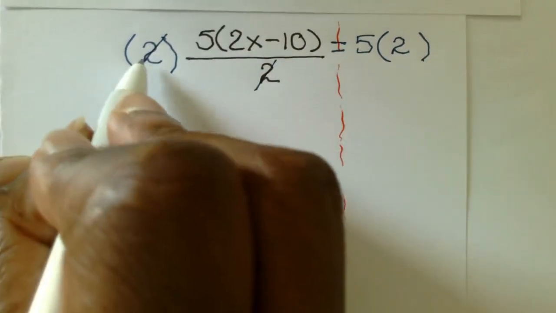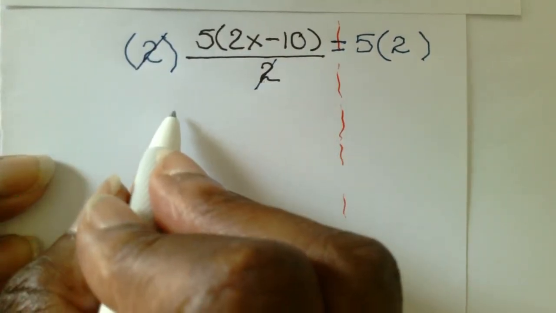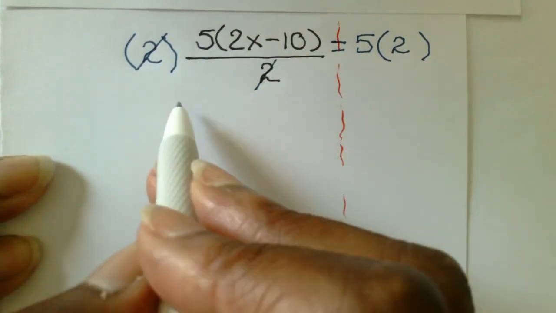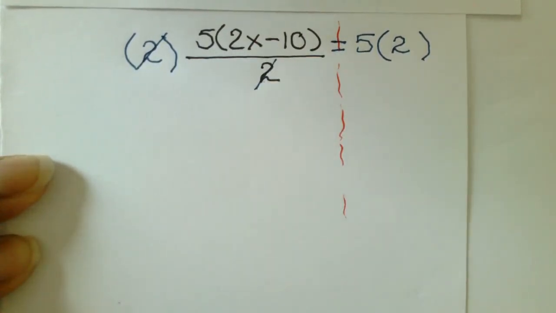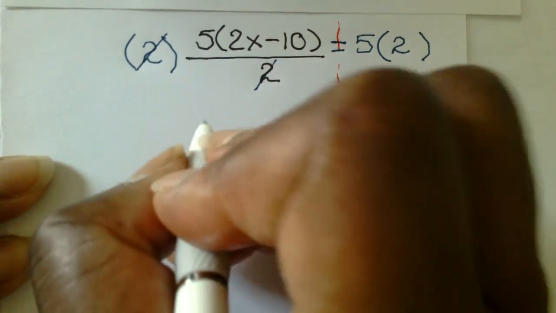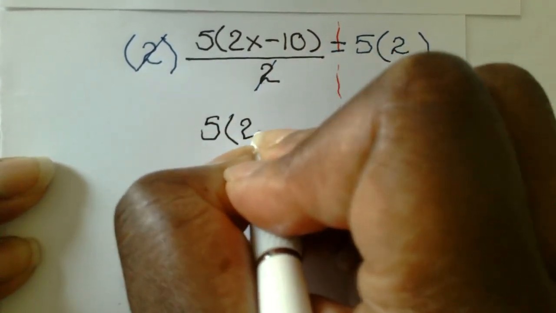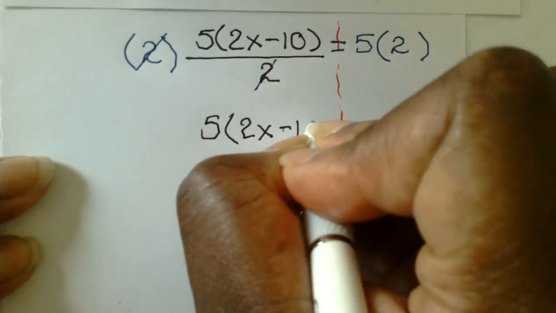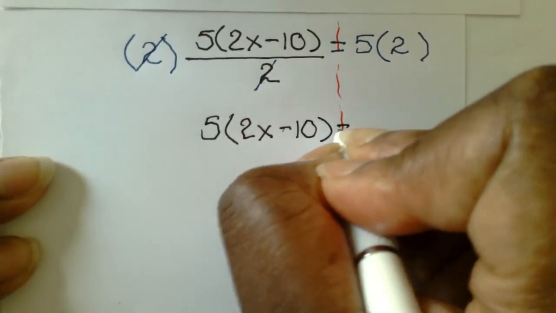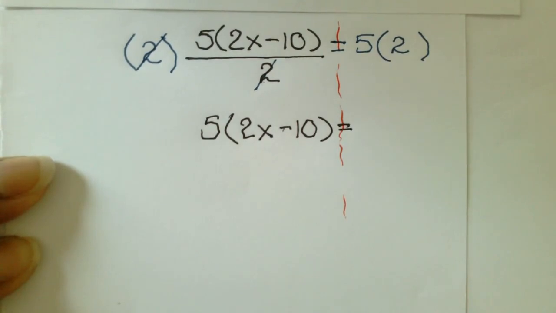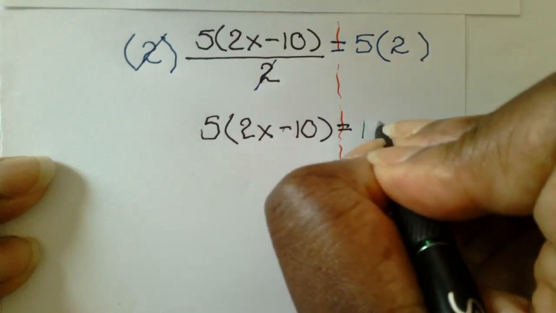So when I multiply both sides by 2, 2 divided by 2 will give me 1. And anything times 1 is going to be itself. So now I'm going to bring down my 5 times 2x minus 10 equals, and what's it going to equal? 5 times 2, which is 10.